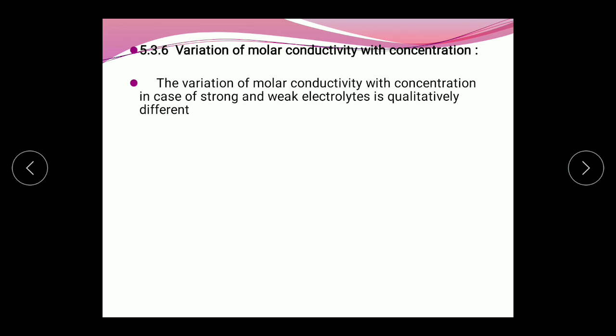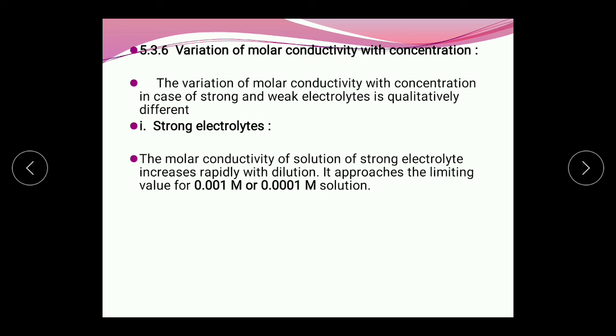So variation of molar conductivity with concentration in case of strong and weak electrolytes is qualitatively different. That means for strong electrolytes, it behaves differently, and in weak electrolytes, it is different. So let us start with strong electrolytes. Suppose we have prepared a solution of strong electrolyte and we diluted it. Then the molar conductivity of a solution of strong electrolyte increases rapidly on dilution. So on dilution, it goes on increasing.